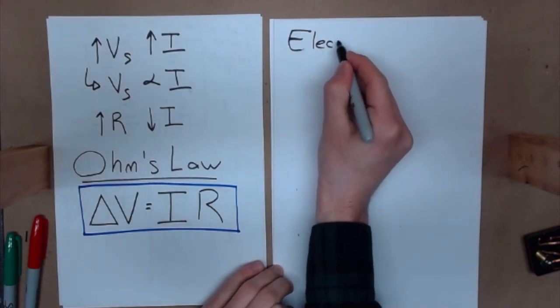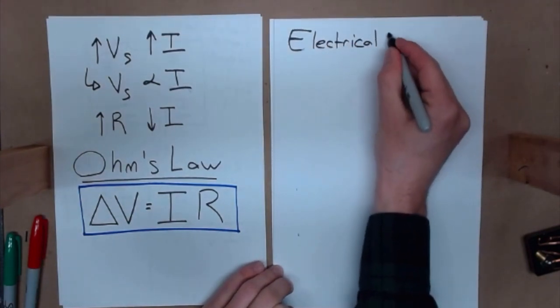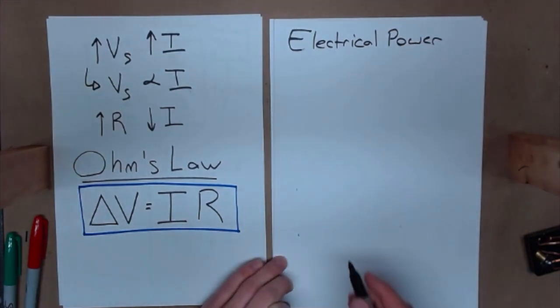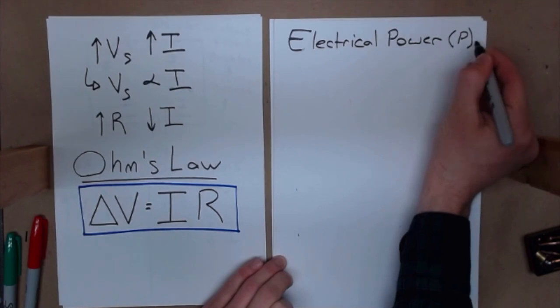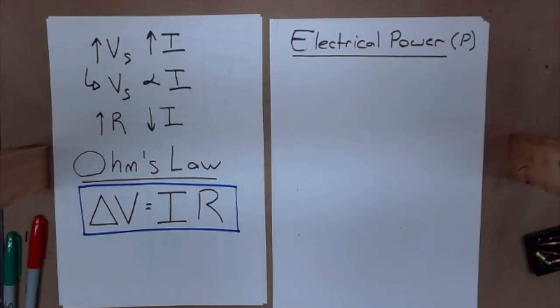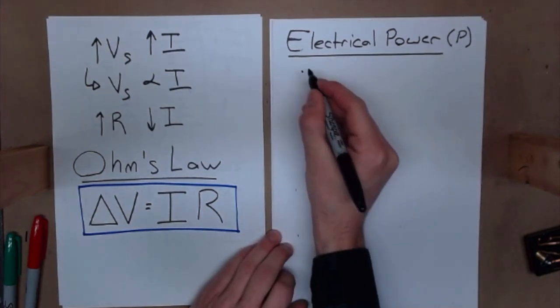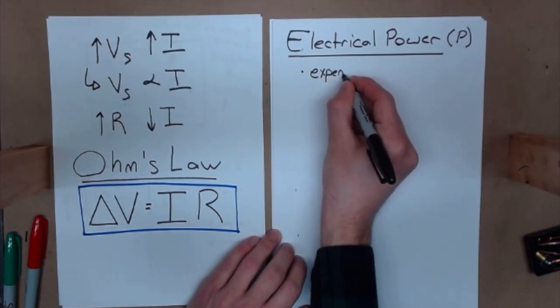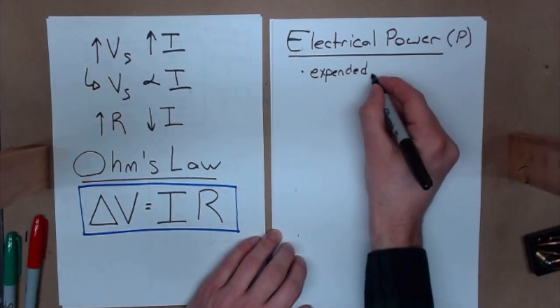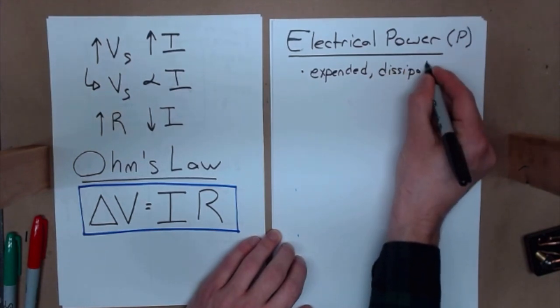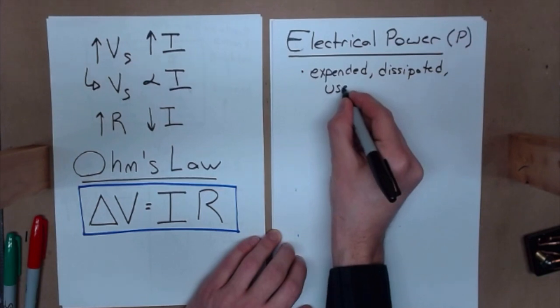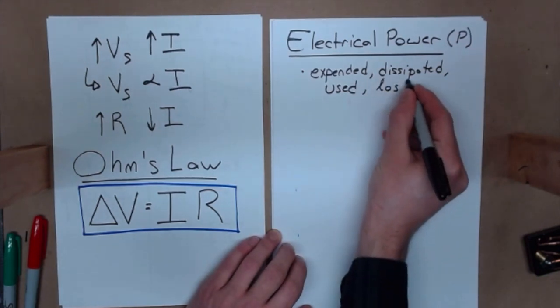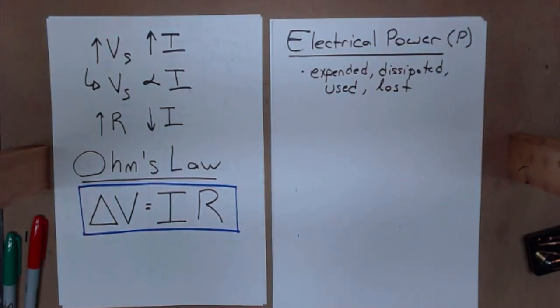It's the electrical power, okay, or capital P. This is the same power we've learned before, just regarding electricity instead of mechanical energy. Oftentimes, the words used in terms of electrical power are things like expended. So what's the power expended by the bulb? We can hear the word dissipated. The word used. The word lost. Anything like that is referring to the electrical power. So a word problem could be like, find the electrical power dissipated by a resistor, something along those lines.